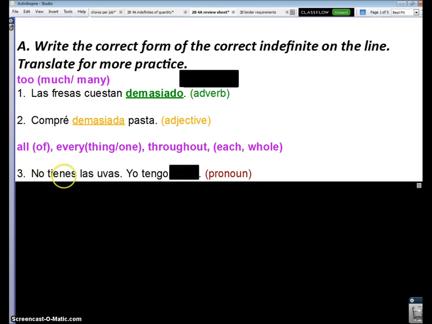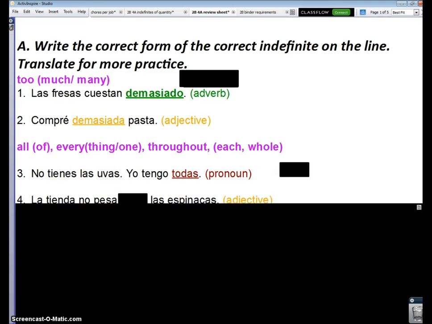Okay. You don't have the grapes. I have all of them, every one. It's a pronoun. Pronoun replacing every grape. So todas has to replace grapes, uvas.